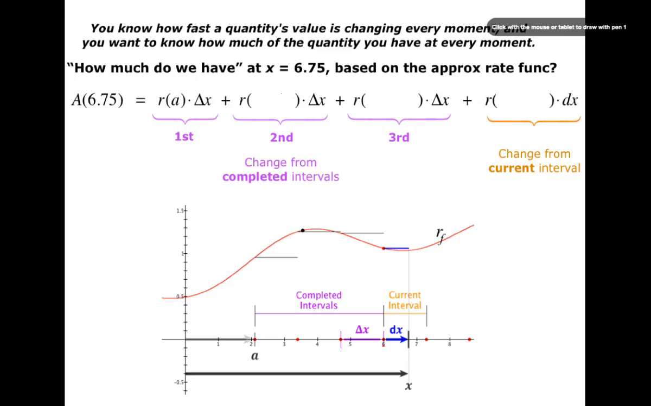So then the second interval, we need this rate of change, which we get from the left side. So it's going to be r of a, and we're going to go across one complete interval to get to the start of the second interval, right? So that's a plus delta x. And then how far do we go to get to the beginning of the third interval? A plus? We go across two complete intervals to get to the start of the third interval. That's where we're going to get our rate from the third interval.